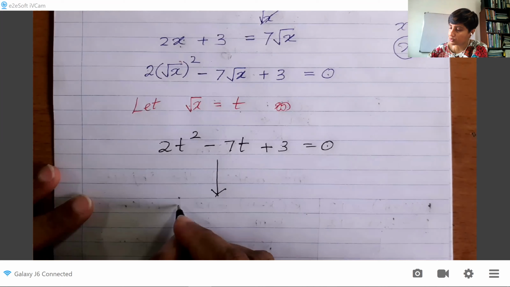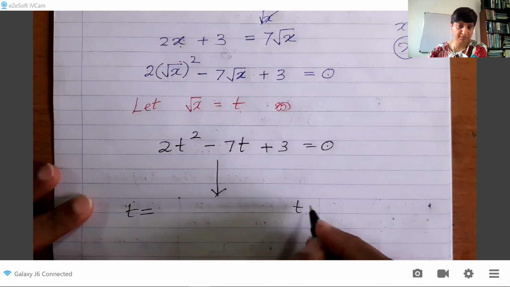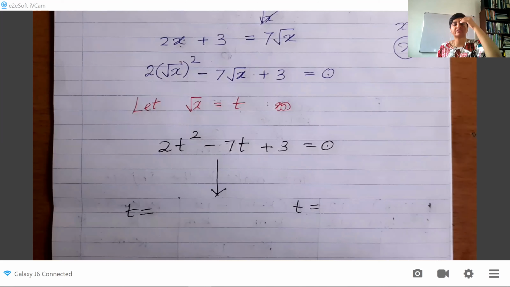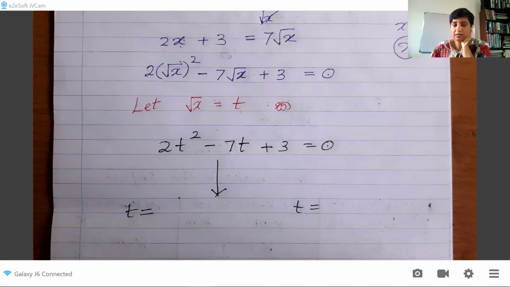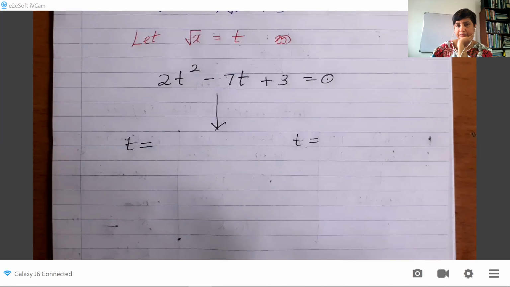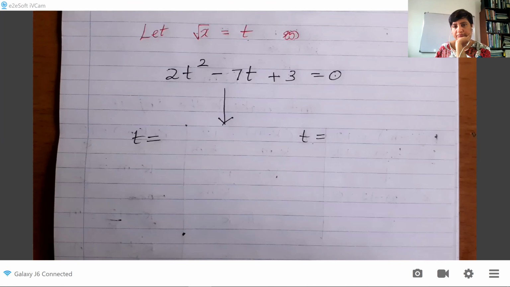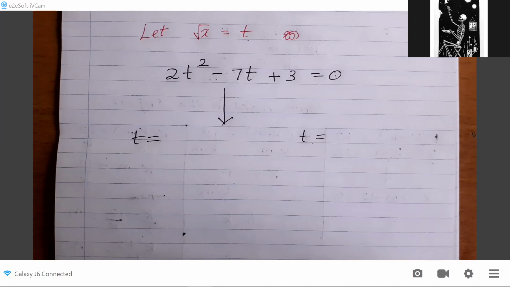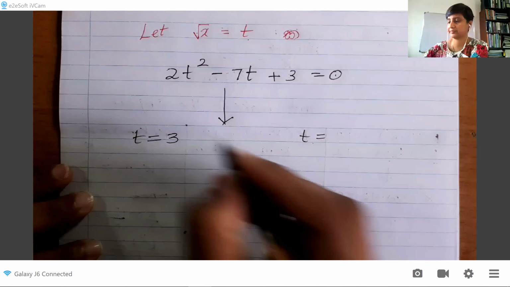What are the 2 answers for t you get? So I'm leaving some space for you to fill up. You have the freedom to solve it in any method you like, and tell me what the 2 answers are for t. T is equal to 3 and t is equal to half. 3 and half. Okay. Right?